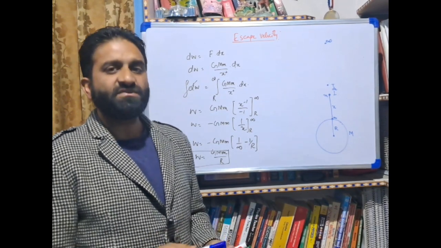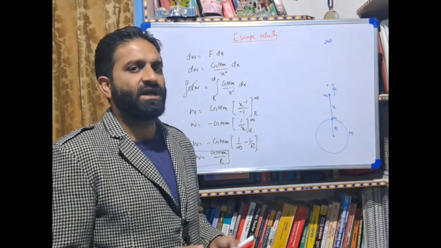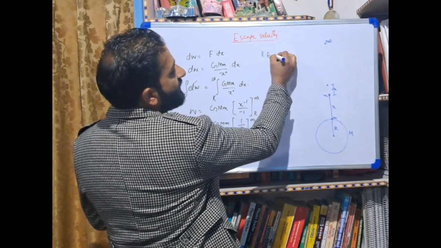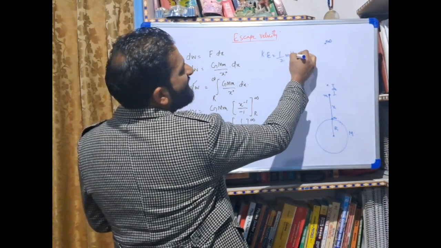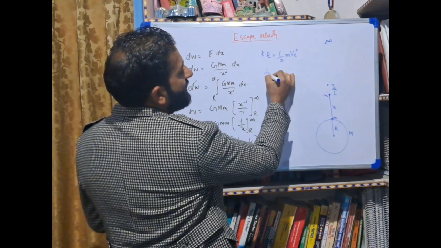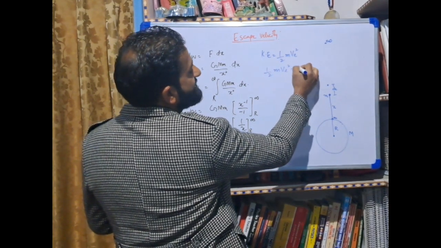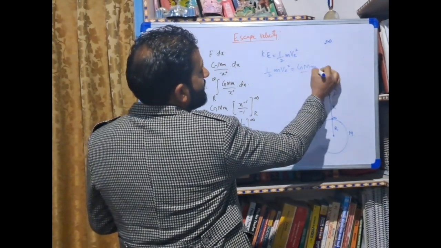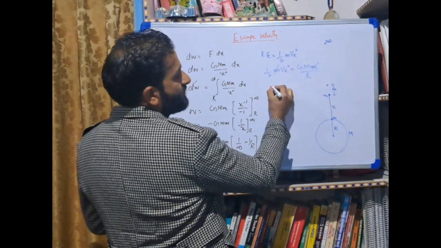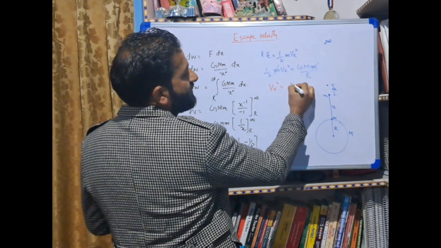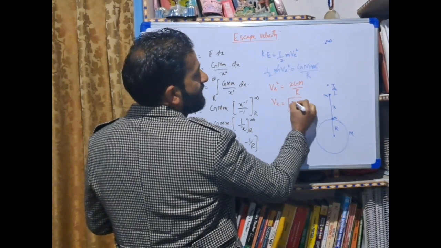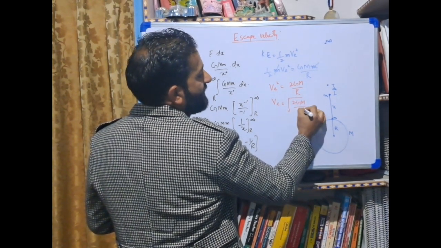This work is given in the form of kinetic energy, and from that kinetic energy we will get the value of escape velocity. Kinetic energy given to the body is equal to 1 by 2 m ve square, where e is the escape velocity. So 1 by 2 m ve square is equal to GMm divided by R. m cancels, multiplying by 2, ve square comes out to be twice GM divided by R. So ve is equal to root of twice GM divided by R.